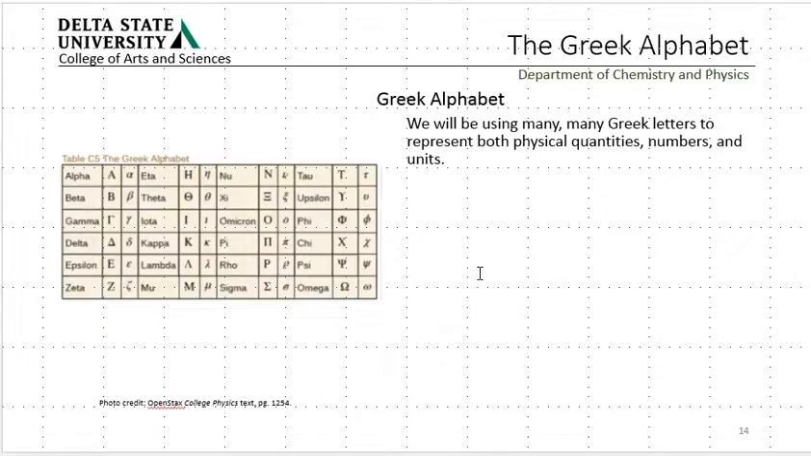When you see one of these, don't get confused. Just accept, okay, this is a Greek letter. I need to make sure I understand what meaning we're assigning to it right now. That's the important part. We'll use alpha for angular acceleration, theta for angle all the time, omega for angular velocity, lambda for wavelength. There are Greek letters throughout all of this that we'll use again and again.